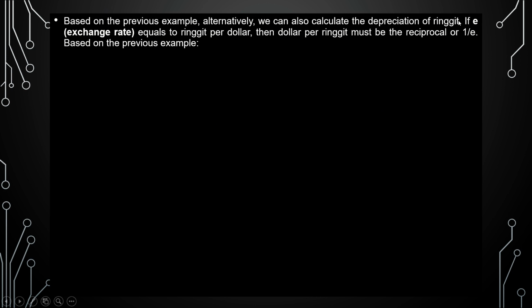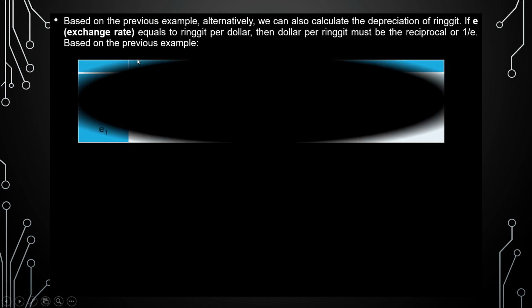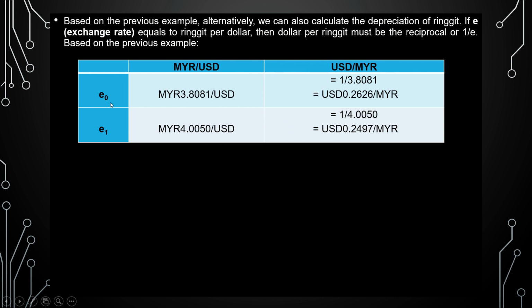If E, which is the exchange rate, equals ringgit per dollar, then dollar per ringgit must be the reciprocal, 1 over the old exchange rate. Ini kita nak belajar how to calculate the reciprocal punya situation. Based on the previous example, we are given the old exchange rate of 3.8081 per USD, and then it changed to ringgit Malaysia 4.0050 per 1 USD.